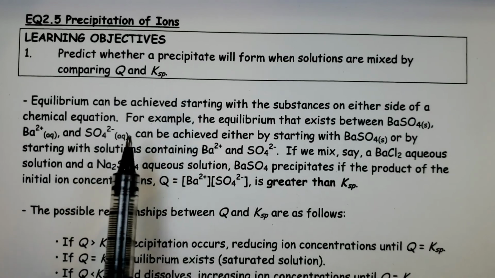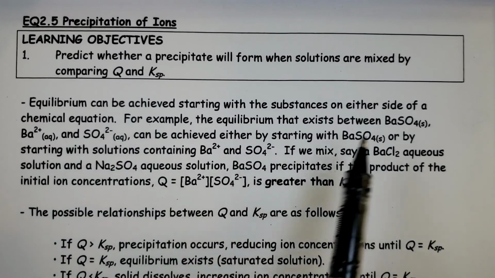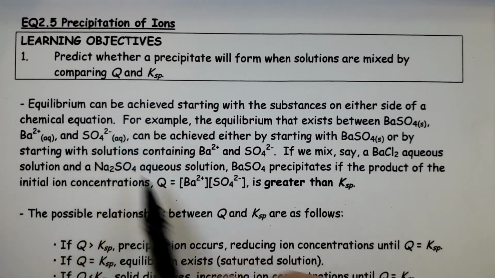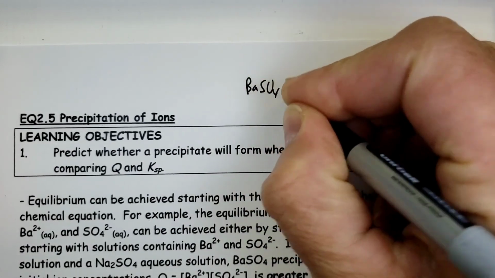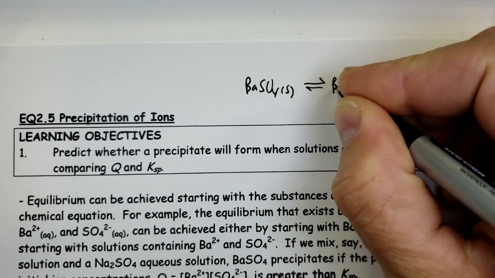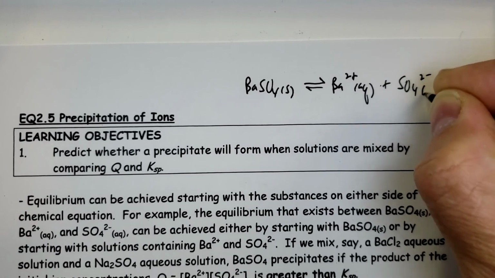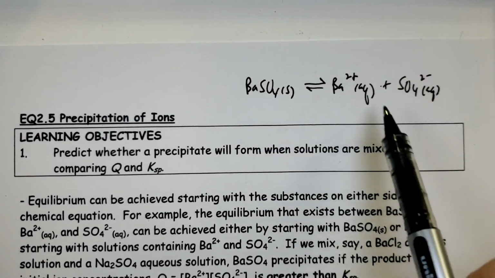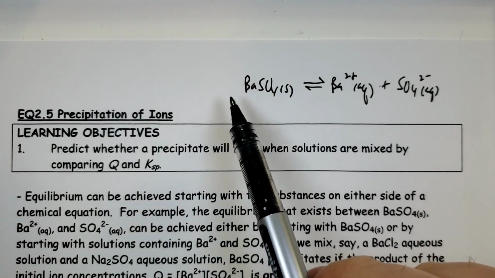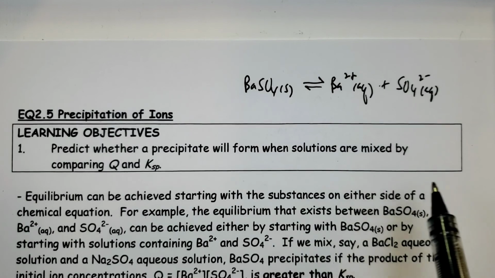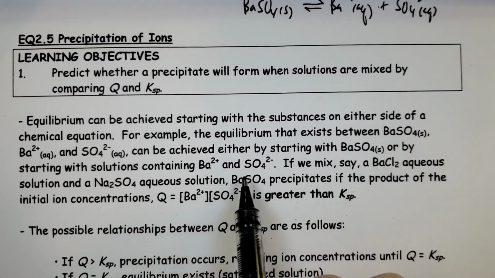not. So equilibrium can be achieved starting with the substances on either side of a chemical equation. For example, the equilibrium that exists between barium sulfate and the barium and sulfate ions. So in this equilibrium, barium sulfate solid placed in water and dissolving. So that's the equilibrium equation. So it could be started with ions in solution going and forming a solid on the bottom, or a solid being introduced to the liquid and dissolving into barium and sulfates. So it can be either achieved by starting with barium sulfate or by starting with barium and sulfate.